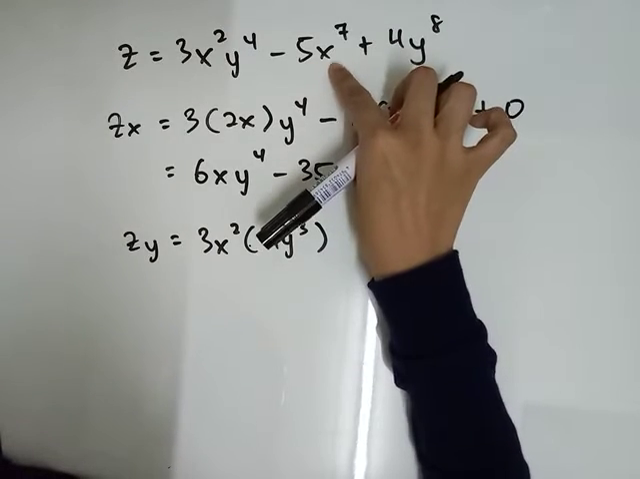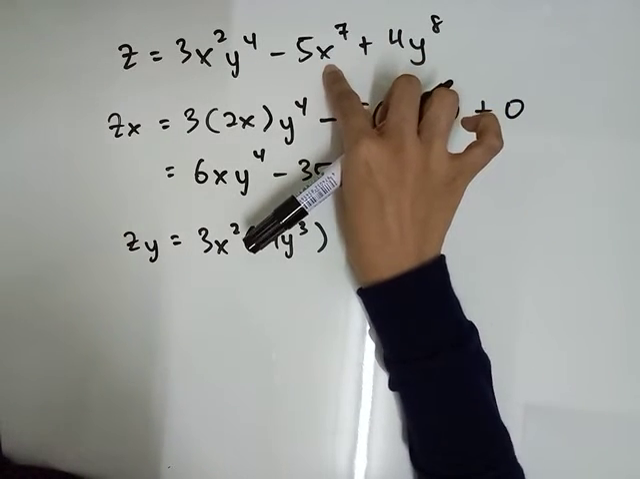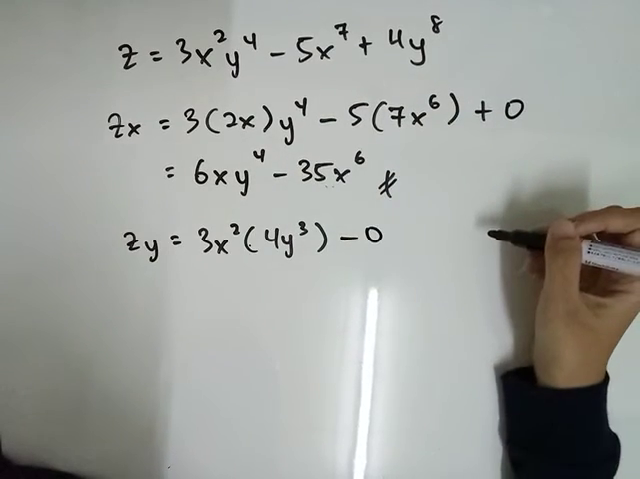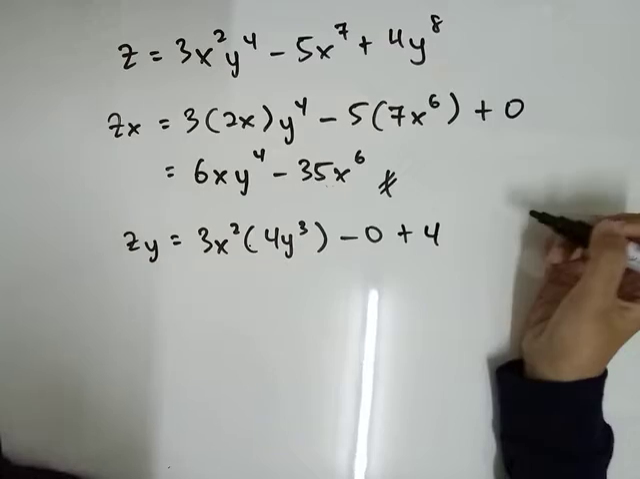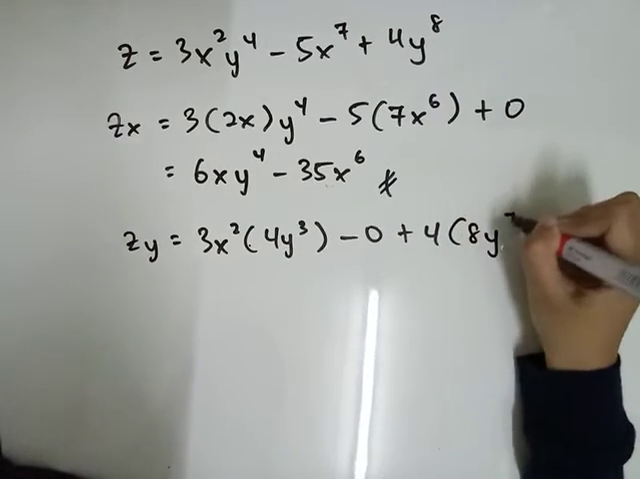Negative 5x to the power 7, it is a constant, because it doesn't have a variable y. So, differentiate a constant, we get 0. So, minus 0. And then plus 4y to the power 8. Differentiate, we get 8y to the power 7.